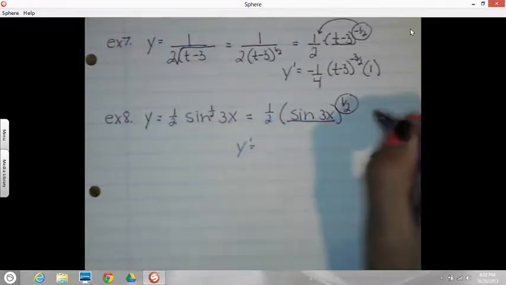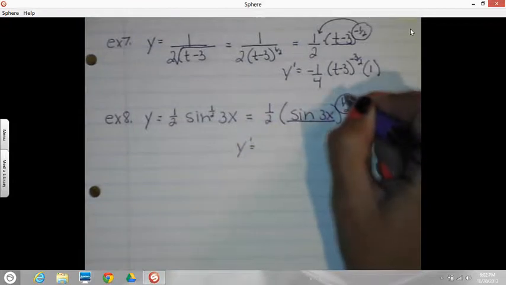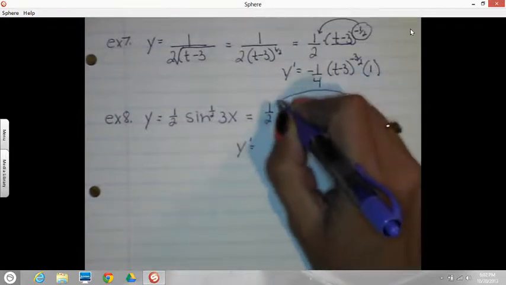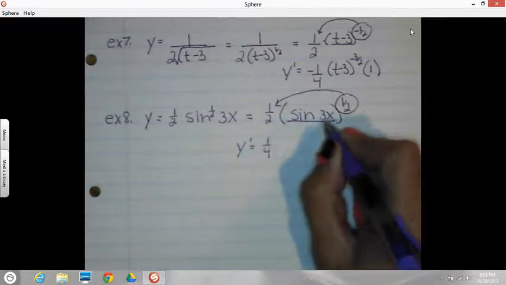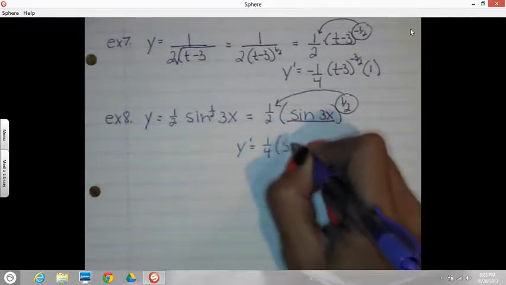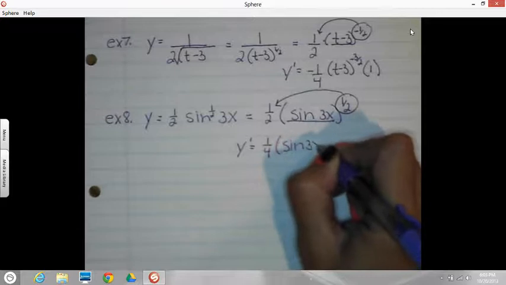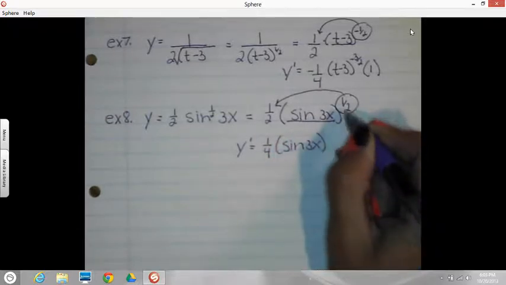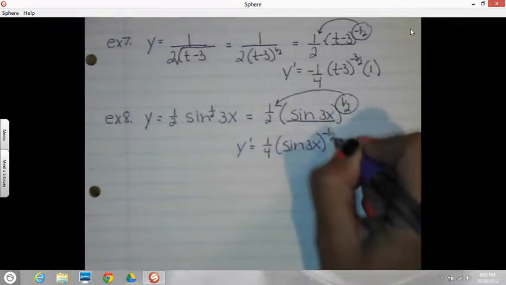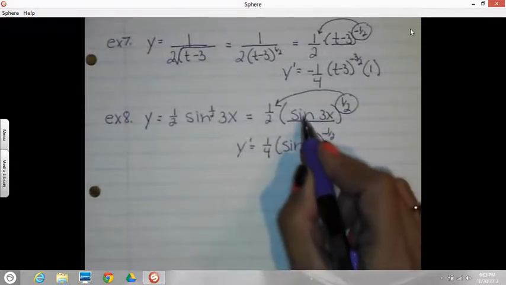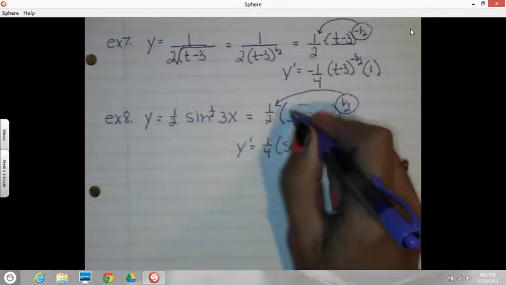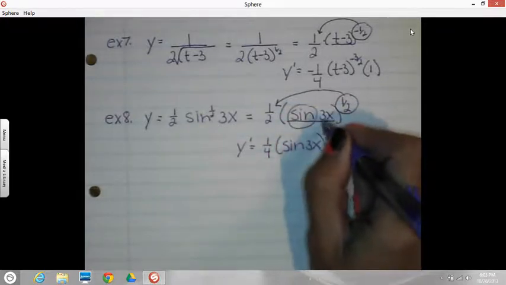So starting on the farthest outside, that's this power. So power rule says multiply it down. That'll give me 1/4. Keep the inside exactly the same, to the 1 less power, that's going to give me negative 1/2. Now I'm moving to the inside here. Inside, I've got a trig function with an angle. This is my outside. This is my inside.